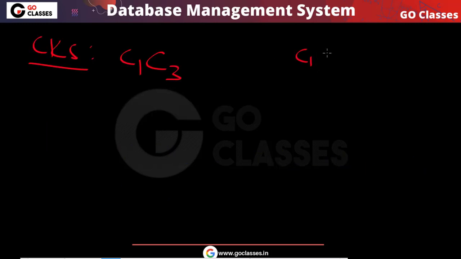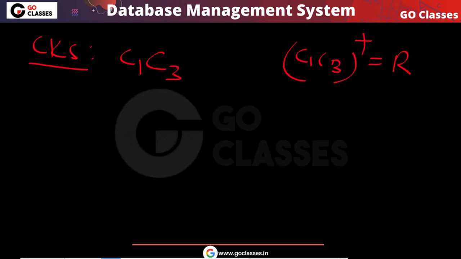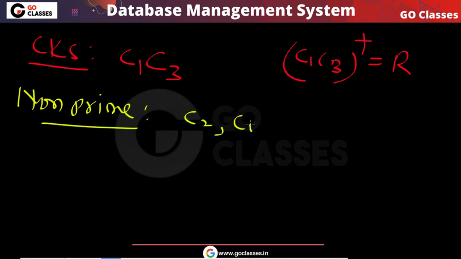You can notice that C1, C3 plus, if you find that in your relation, gives you every attribute. So this is the only candidate key. What are the non-prime attributes from here? The non-prime attributes are C2, C4, C5.